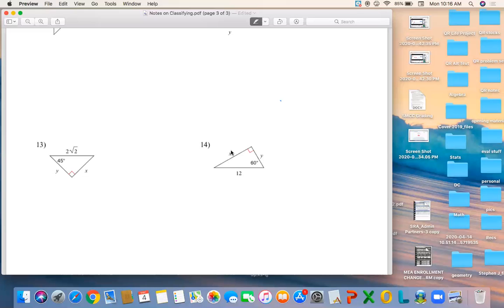That takes you through the basics of the test that we did on classifying triangles and special right triangles.